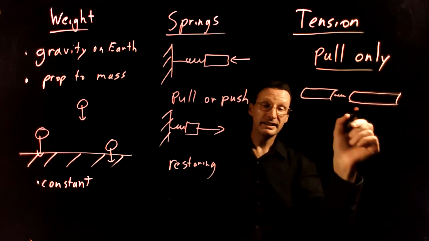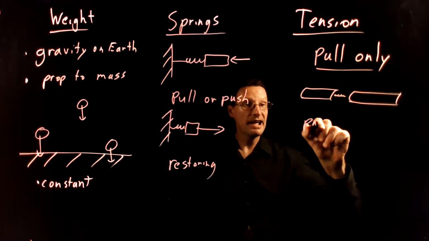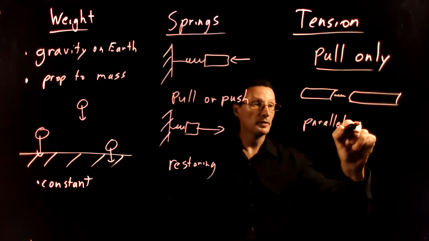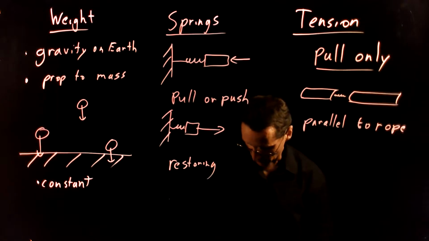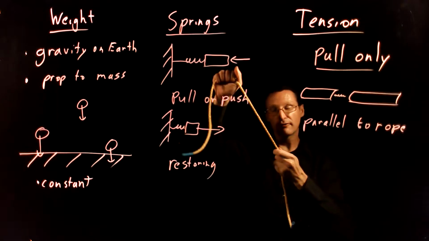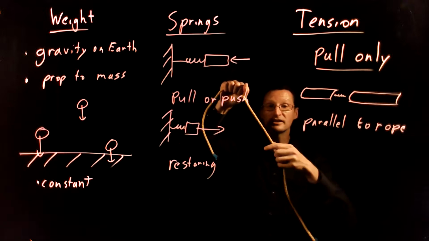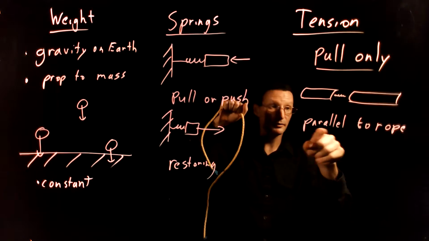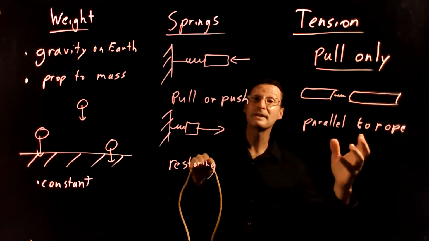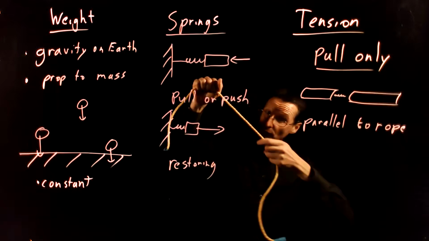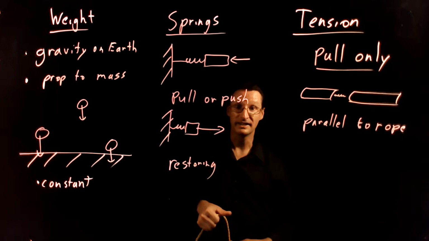The other main characteristic to know about tension is that it's going to be parallel to the rope. So when you pull on the rope, if I put a force on the rope this way, that pulling force is always going to be parallel to the rope completely, meaning no part of the tension force will ever be perpendicular to the rope. So if you know the direction the rope points, you know the direction that the tension force points. All right?